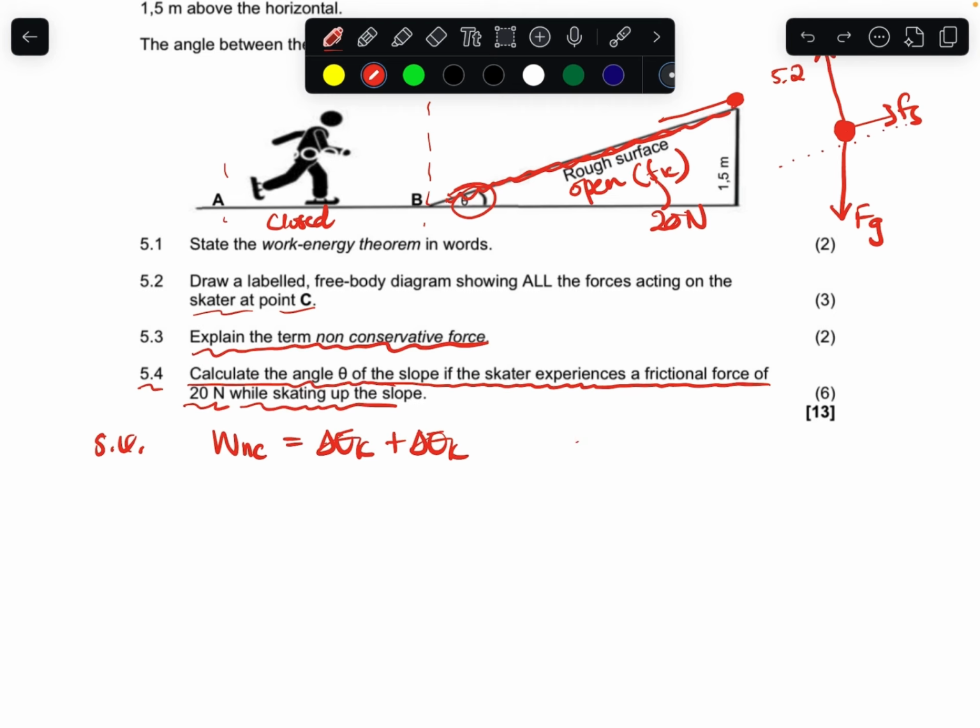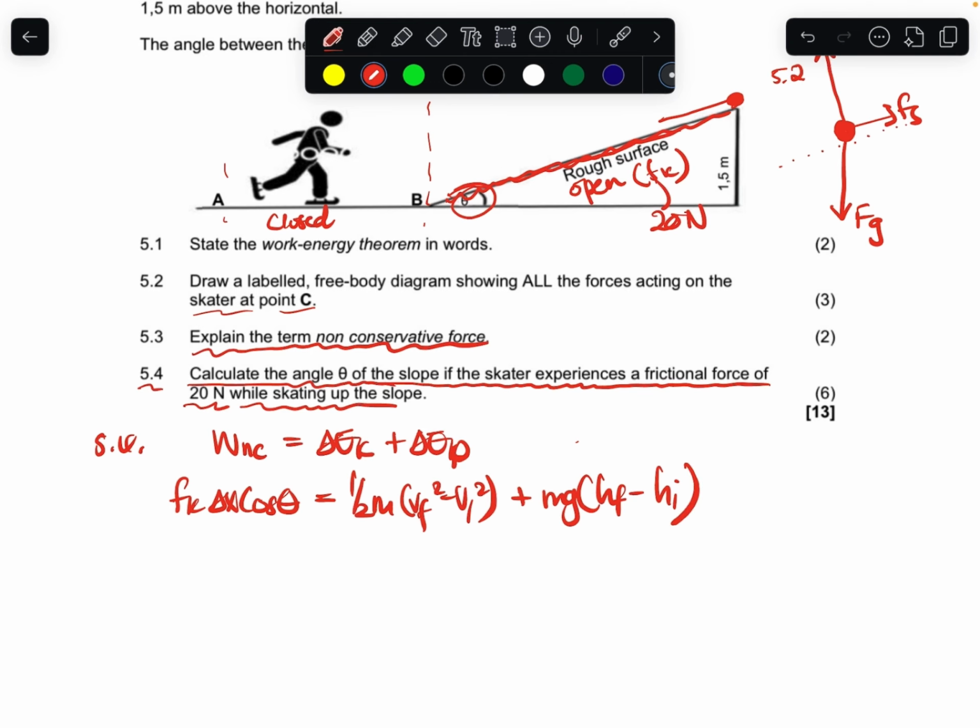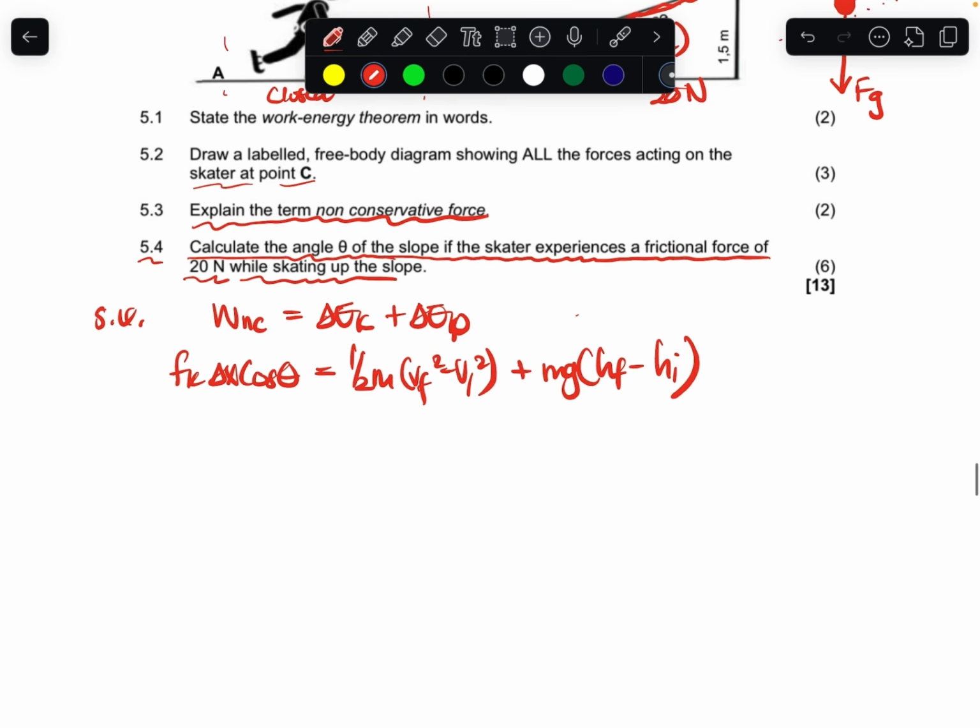While it moves up, the non-conservative force that is acting here is the friction only. So I'm going to do the work done by friction. Work done by friction is Fk change in x cos theta, and here it's half mv final squared minus half mv initial squared, plus mgh final minus mgh initial. Guys, it's very important to write the formula properly.